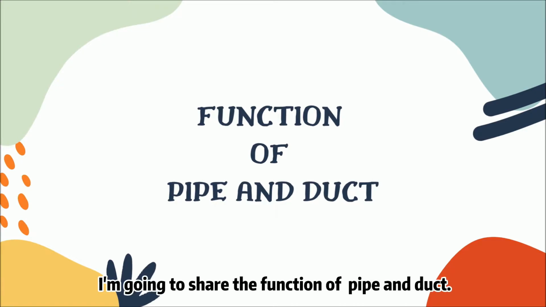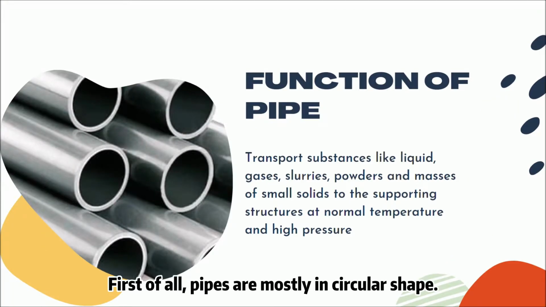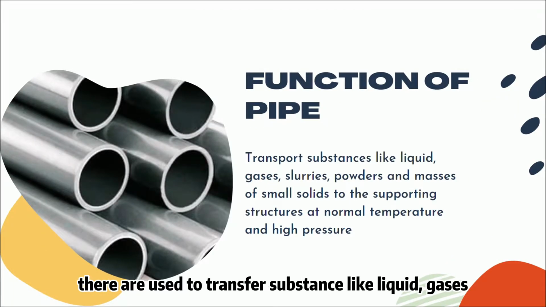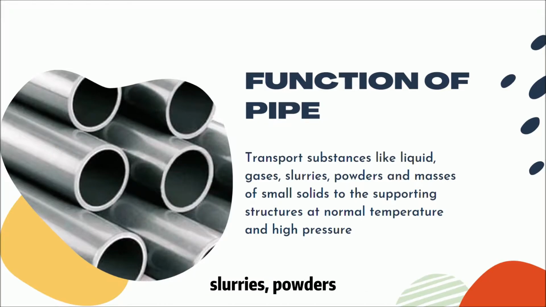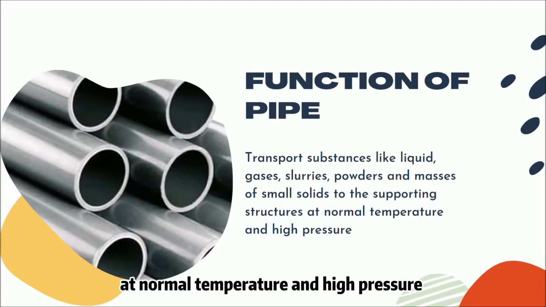I'm going to share the function of pipe and duct. First of all, pipes are mostly in circular shape. They are used to transport substances like liquid, gases, slurries, powders, and masses of small solids to their supporting structures at normal temperature and high pressure.